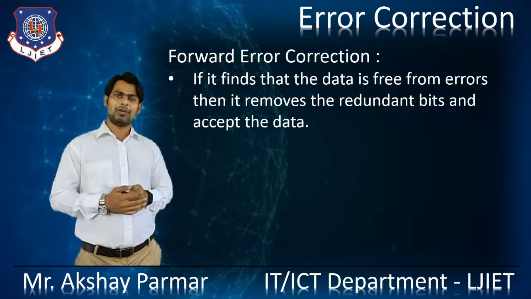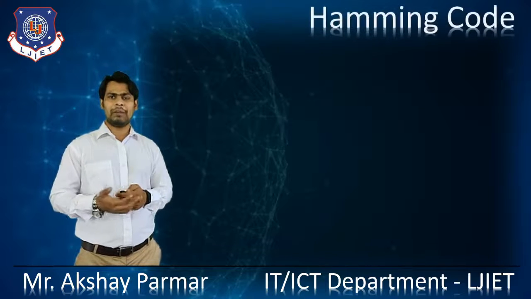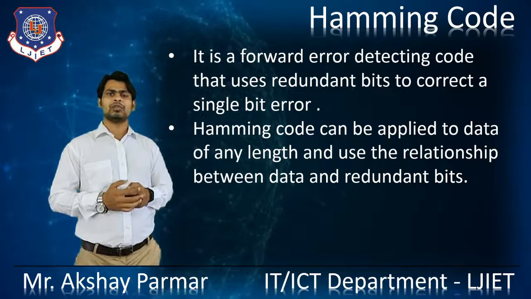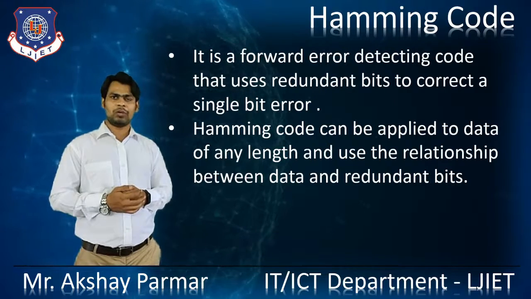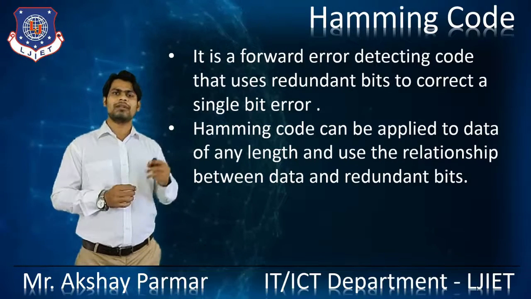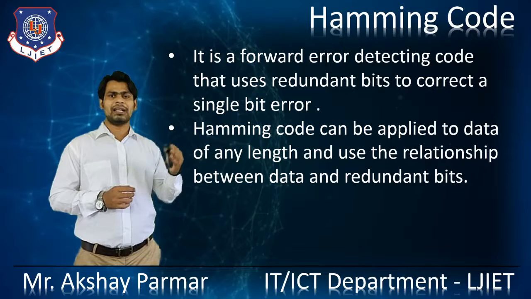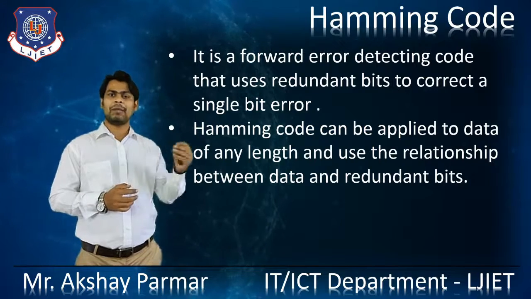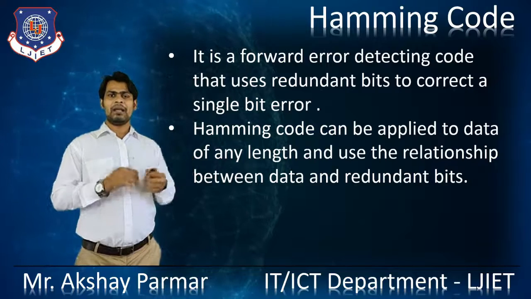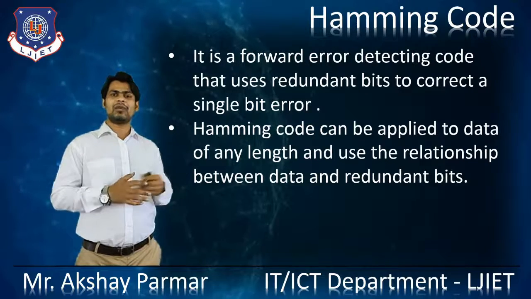Let's see the Hamming code first, which is a type of forward error correcting technique. So what is the Hamming code? It is a forward error correcting code that uses redundant bits to correct a single bit error. So the Hamming code is used for correcting a single bit error.